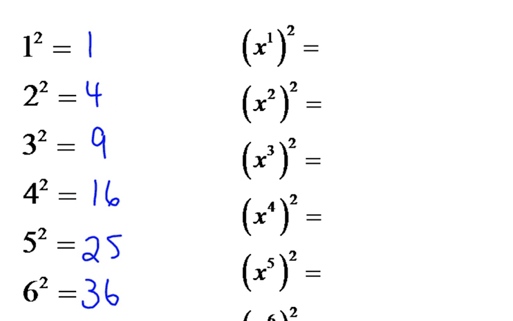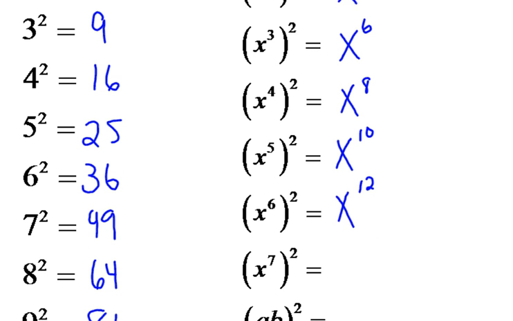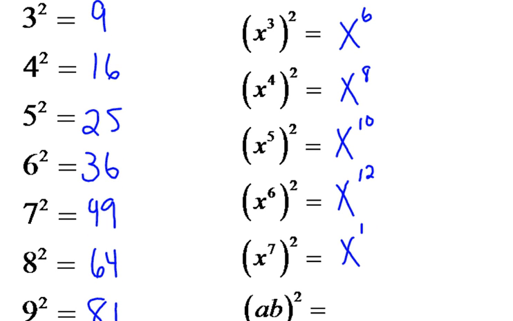Here we're going to square some variables. We're going to square x and we get x squared. That means x squared is a perfect square. X squared squared is x to the fourth, so x to the fourth is a perfect square. X cubed squared is x to the sixth, so that's a perfect square. X to the fourth squared is x to the eighth. This would give us x to the 10th. And this would give us x to the 12th. And x to the 14th.